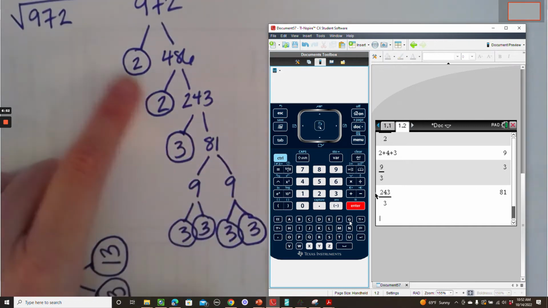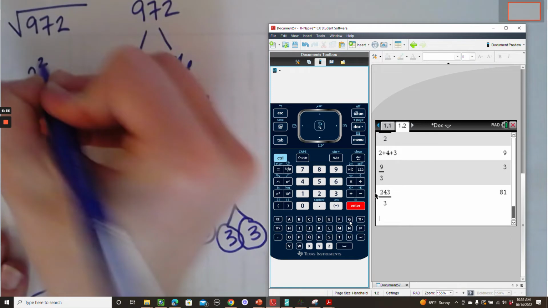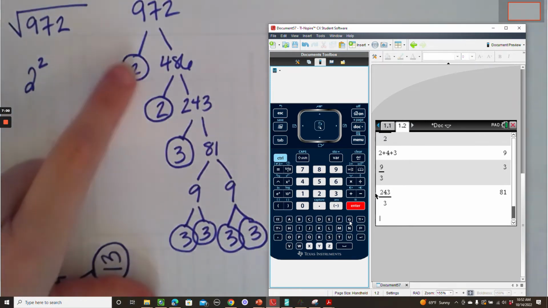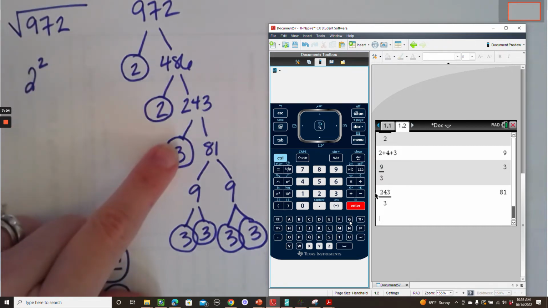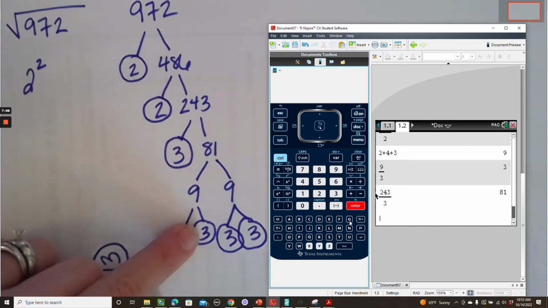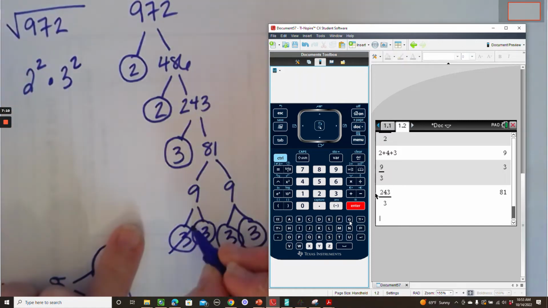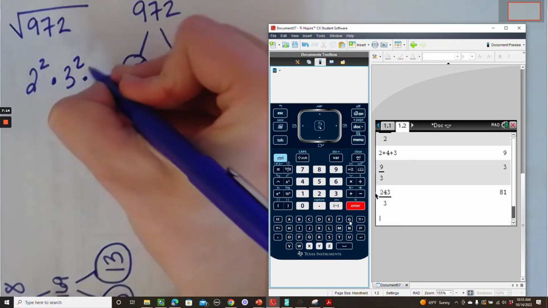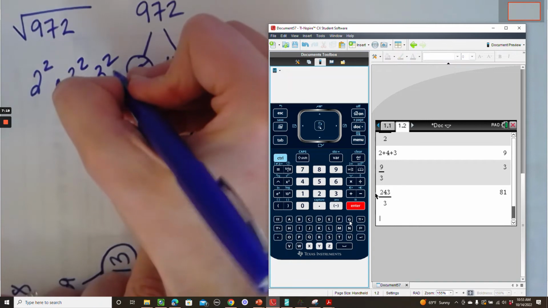So I've got 2 squared. I want to make groups of 2, okay? Because 2 times 2 is the same as 2 squared. So here, I've got two 3's, so times 3 squared. So I use these. I got 2 here. So 3 squared. And then I've got 1 left over.